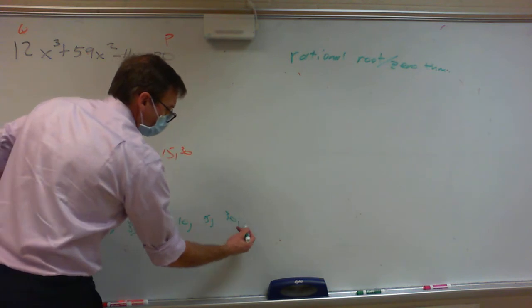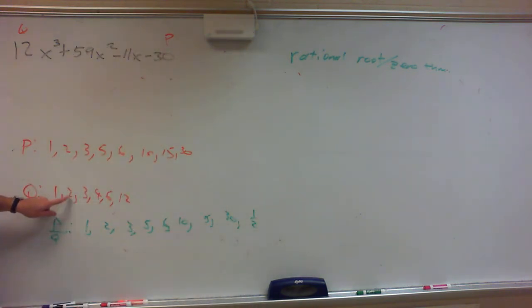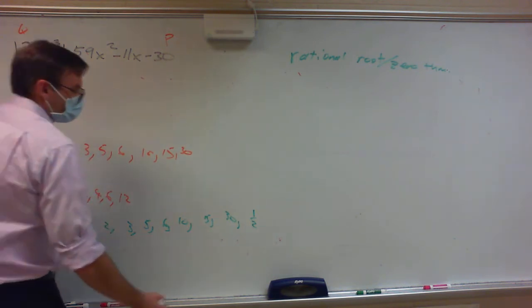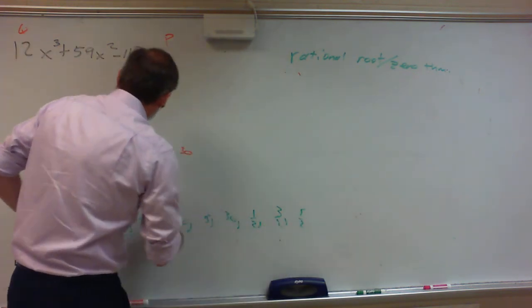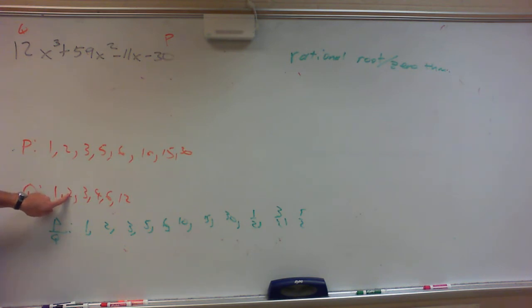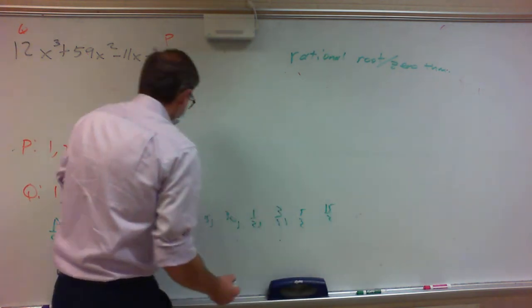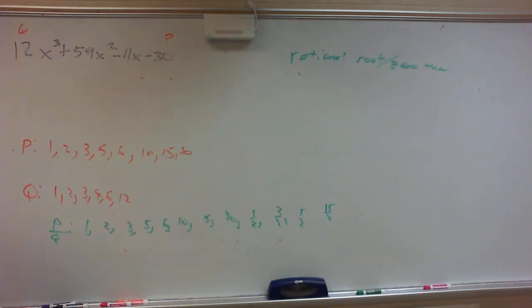1 over 2. So far, so good? 2 over 2. That's 1. Already have it. Don't need it. Everybody see that? Okay. 3 over 2. Oh, that's new. 5 over 2. Well, that's new. 6 over 2 is 3. Already have it. So I don't write the 6 over 2. Okay. 10 over 2. That's 5. We already have it. 15 over 2 I don't have. 30 over 2 is 15. Already have it. All right, so now we finish with denominator 2.